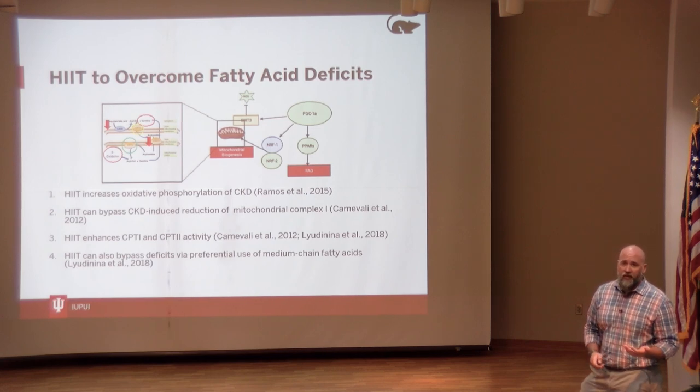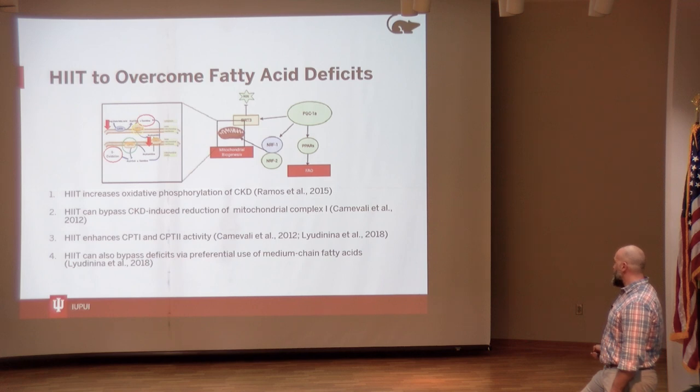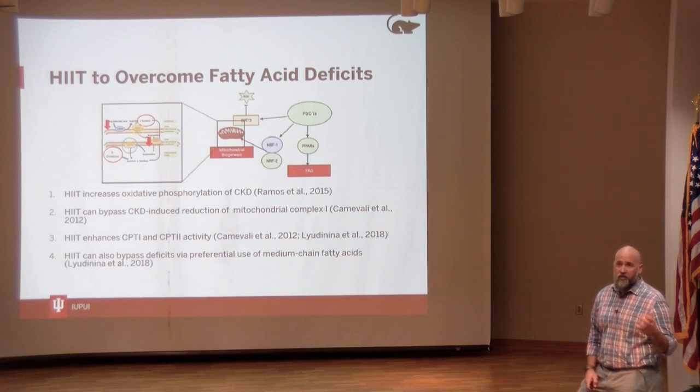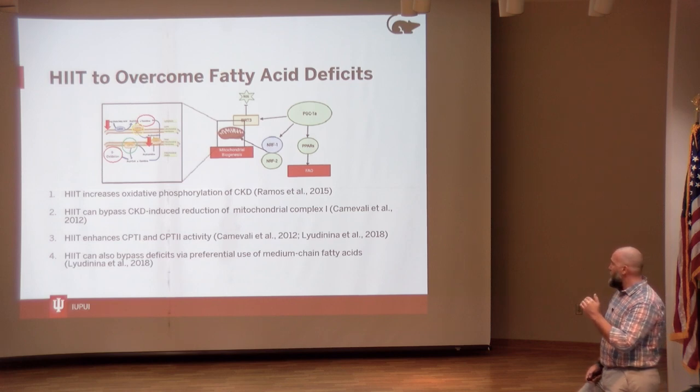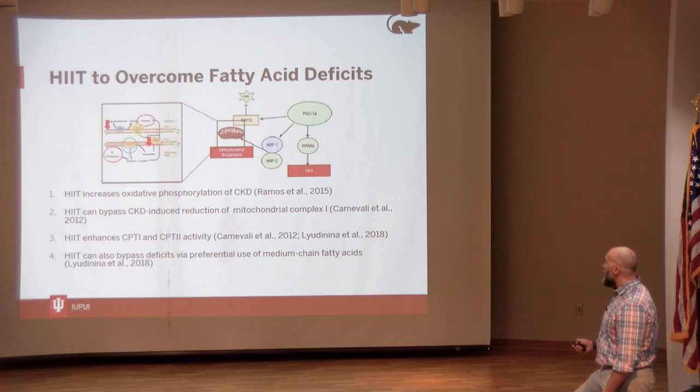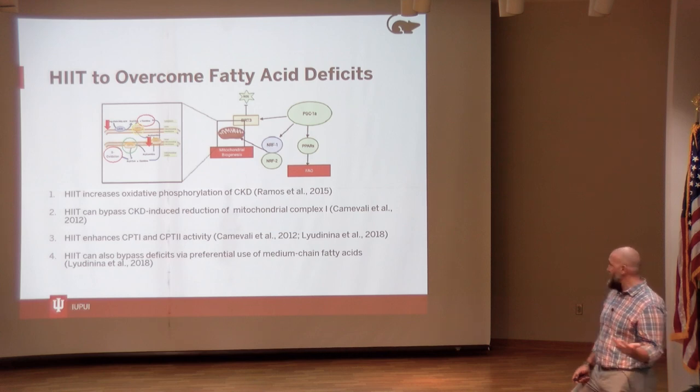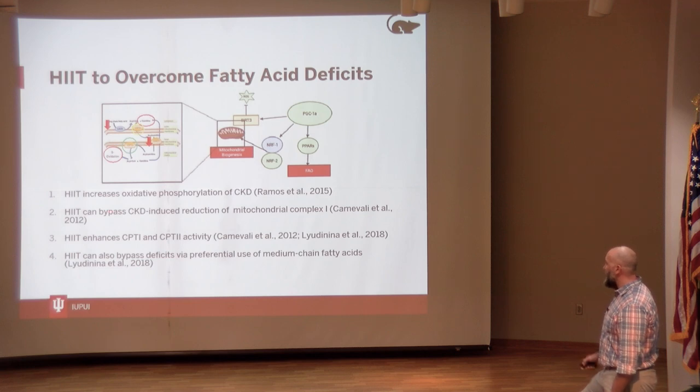So from an exercise standpoint, how can we use exercise to potentially overcome this impairment? The biggest thing is that high intensity interval training can bypass the use of long chain fatty acids because there's a preferential use for medium chain fatty acids. So if we have that long chain deficit, maybe this exercise approach will be able to overcome that. It also increases CPT1 and CPT2, which are enabling that process for the beta oxidation going through the mitochondrial membranes. It can bypass mitochondrial complex 1, which we've shown is reduced in CKD, and it increases oxidative phosphorylation.